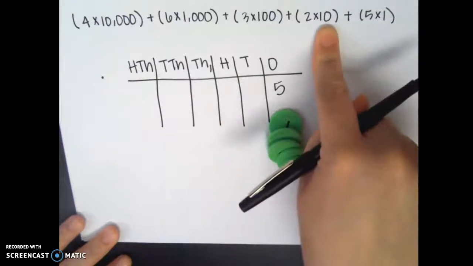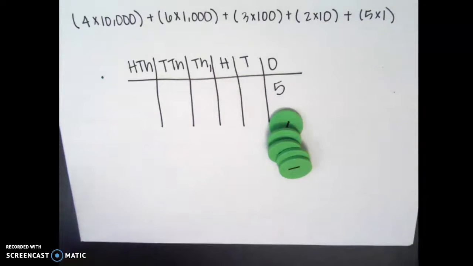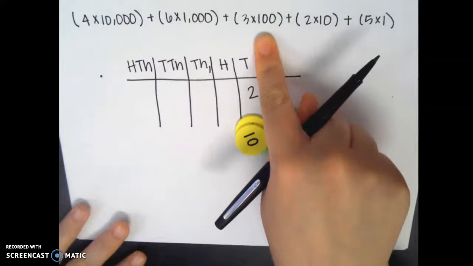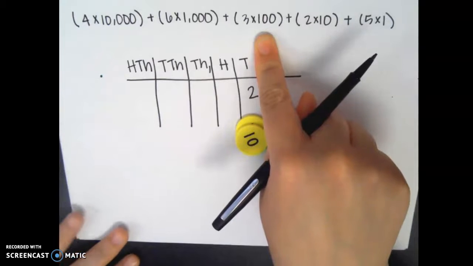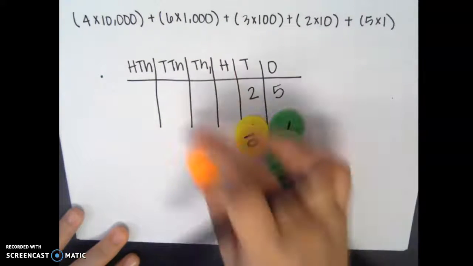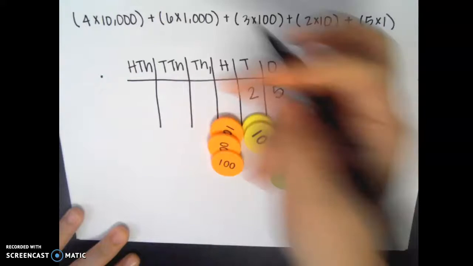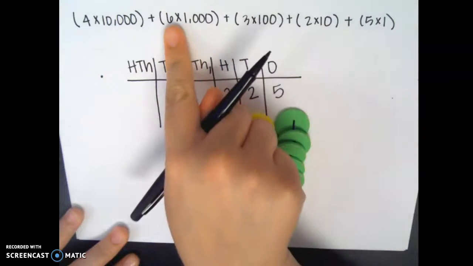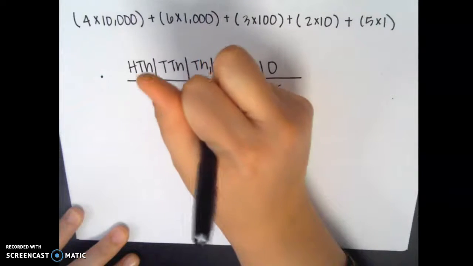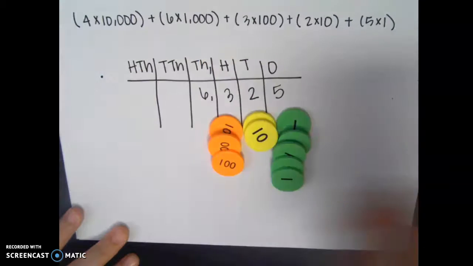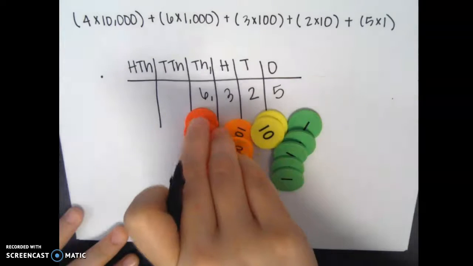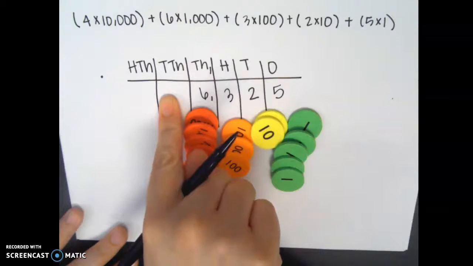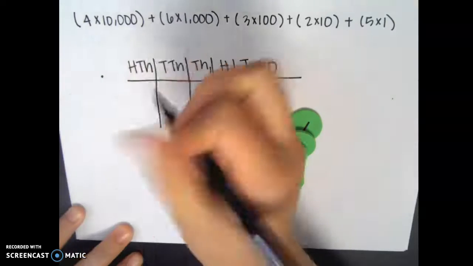Tens, how many tens are in this number? There will be 2 tens in this number. How many hundreds are in this number? There will be 3 hundreds. How many thousands are in this number? 6 thousands. And how many 10,000s are in this number? There are 4 10,000s.